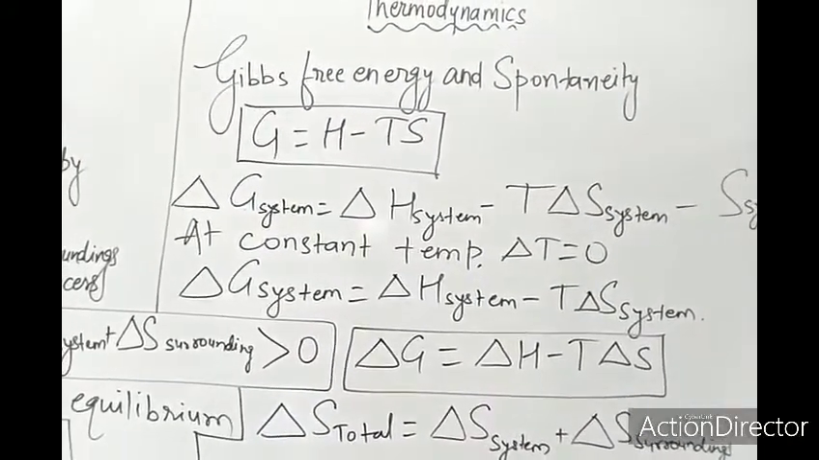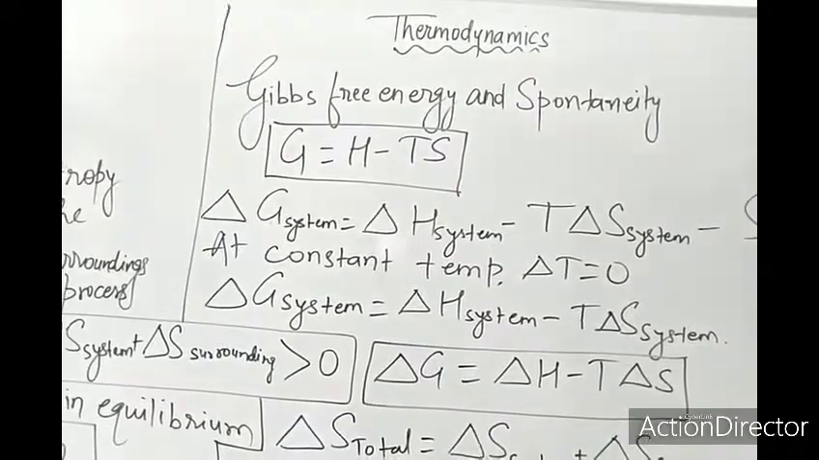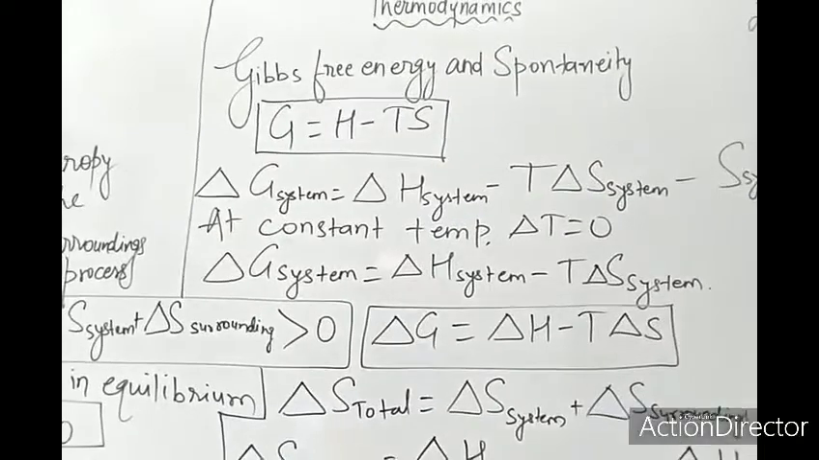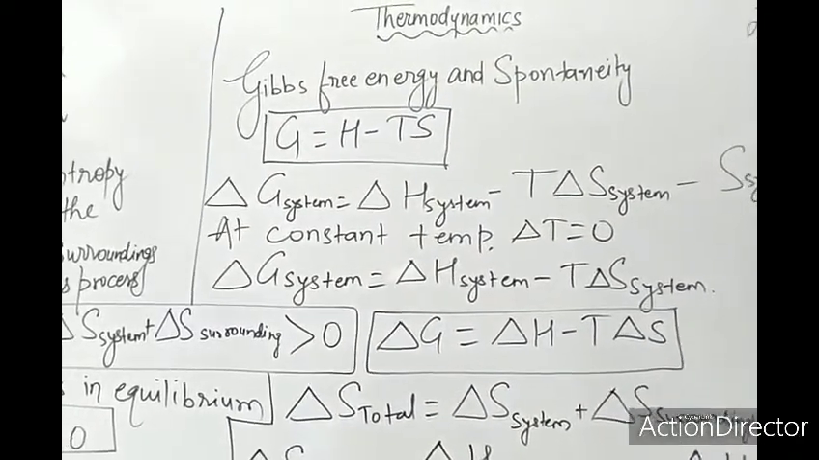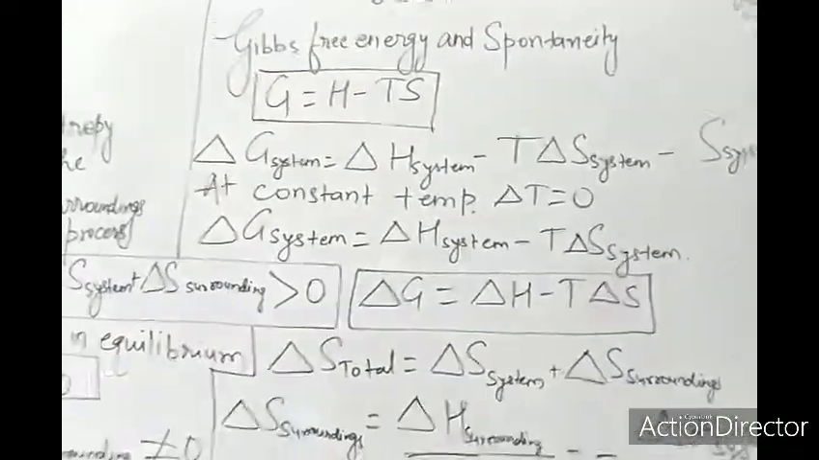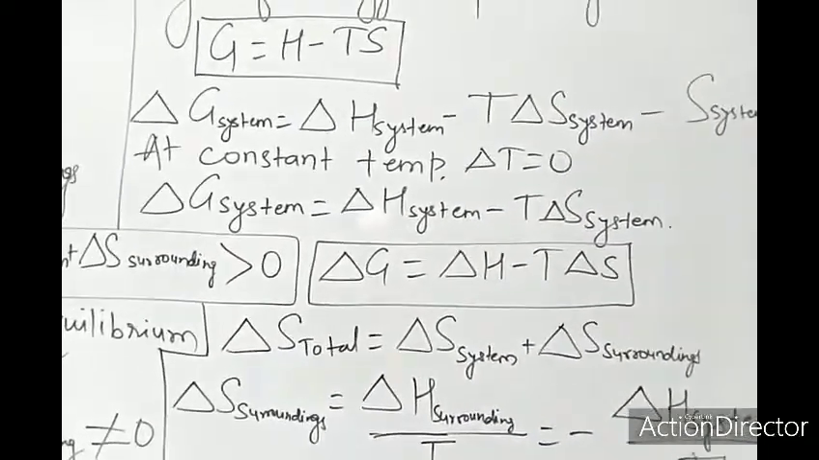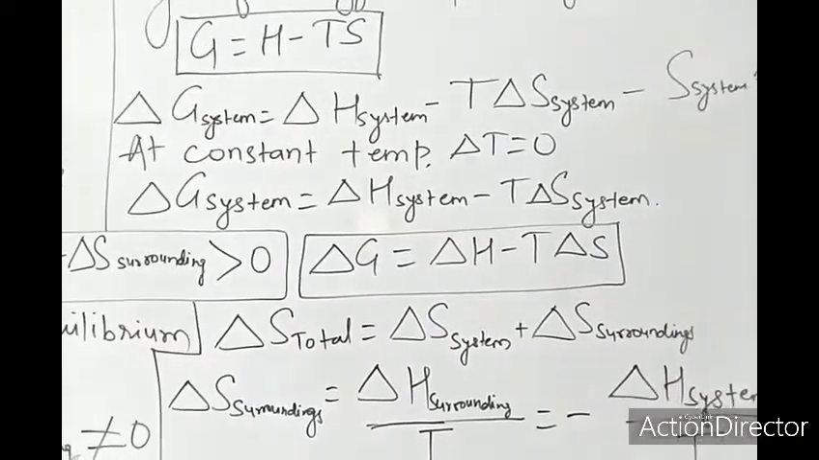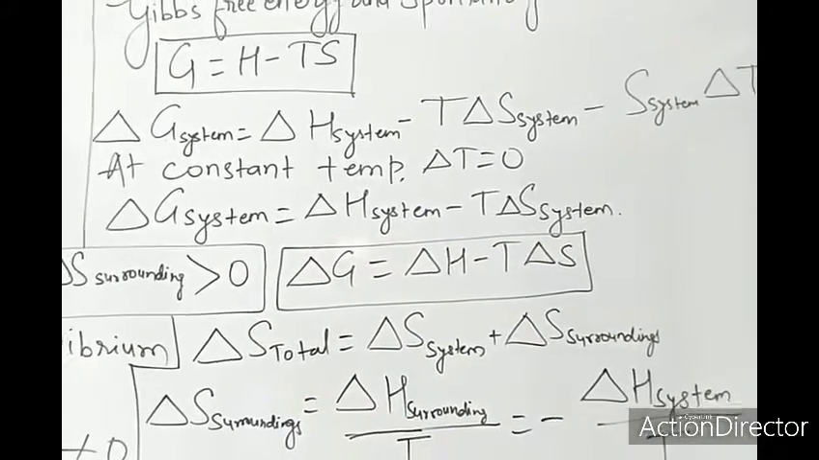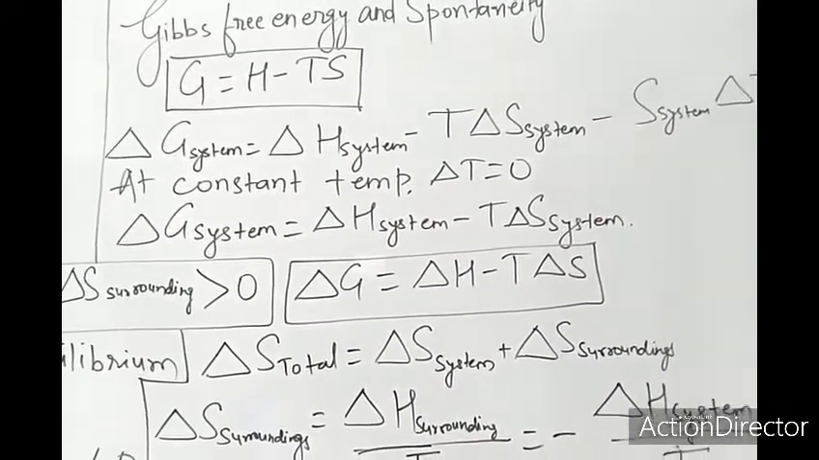Gibbs function G is an extensive property and a state function, and the change in Gibbs energy for the system, delta G system, can be written as delta G system is equal to delta H system minus T delta S system minus S system delta T. Whatever formulas are written, just remember these formulas, they are very important. G is equal to H minus TS, and it is an extensive property.